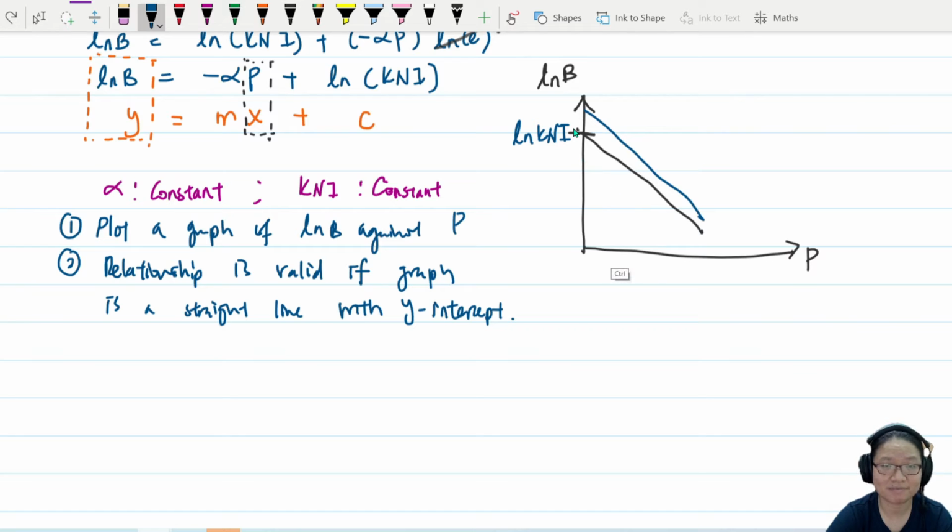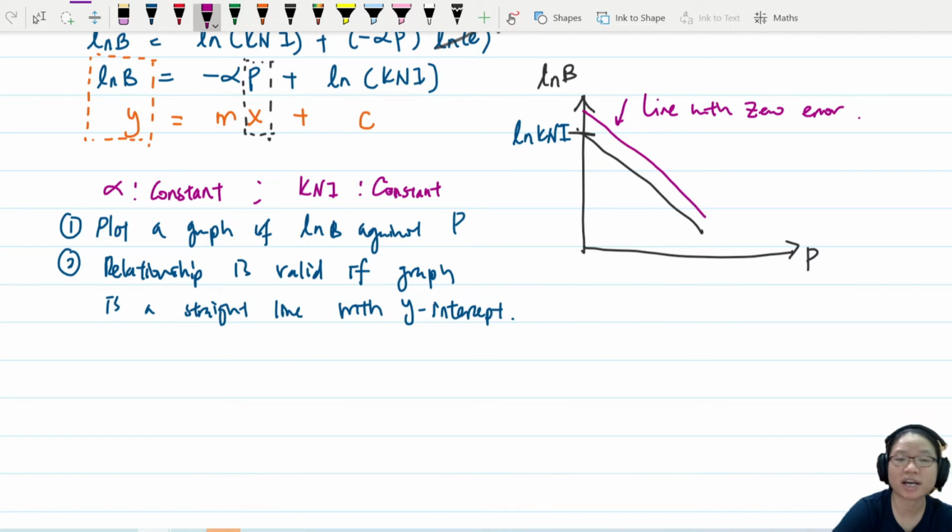So I'm just going to draw a line here. If this is this line, this one is the line with zero error. So this is what I mean by we like the straight line graph, because we can tell if there's zero error. And if your plot is all over the place, I can also balance out the best fit line. So these are all my plots. I can balance out the best fit line. So all these plots are zero errors.